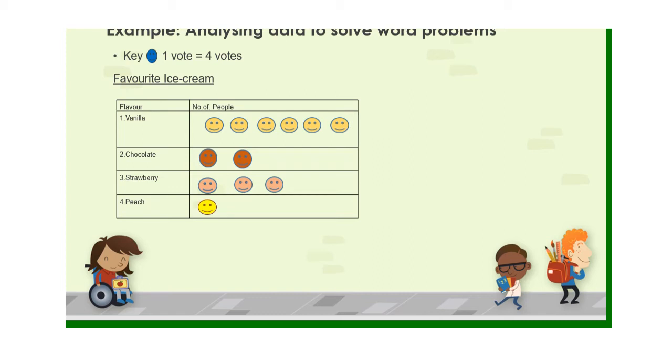Okay, so looking at the data at the screen, who can tell me what is the first thing that we have to look at? Yes, that's good. We have to look at the number of items. So we have to look at the number of students that they said they like vanilla flavor, the number of students that they said they like chocolate flavor, the number of students that they said they like strawberry flavor, the number of students that they said they like peach flavor. Okay, that's good. So what else must we look at?